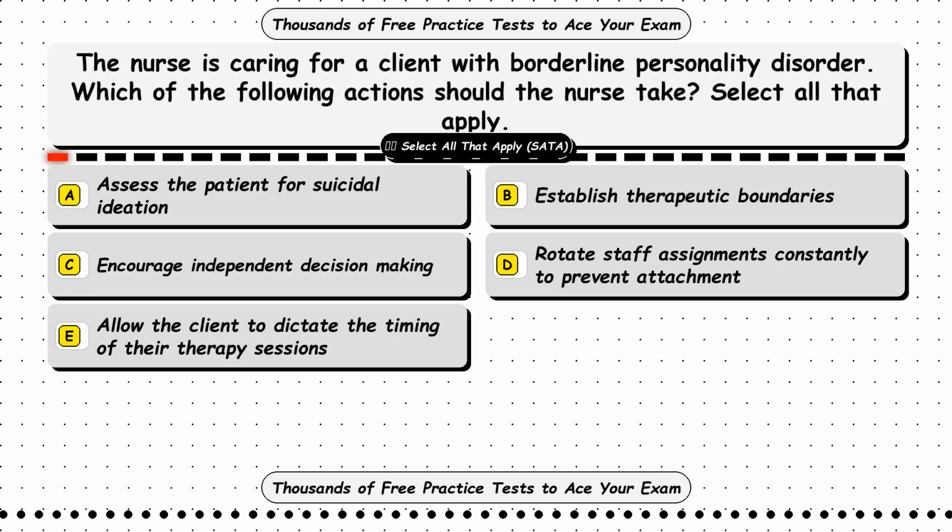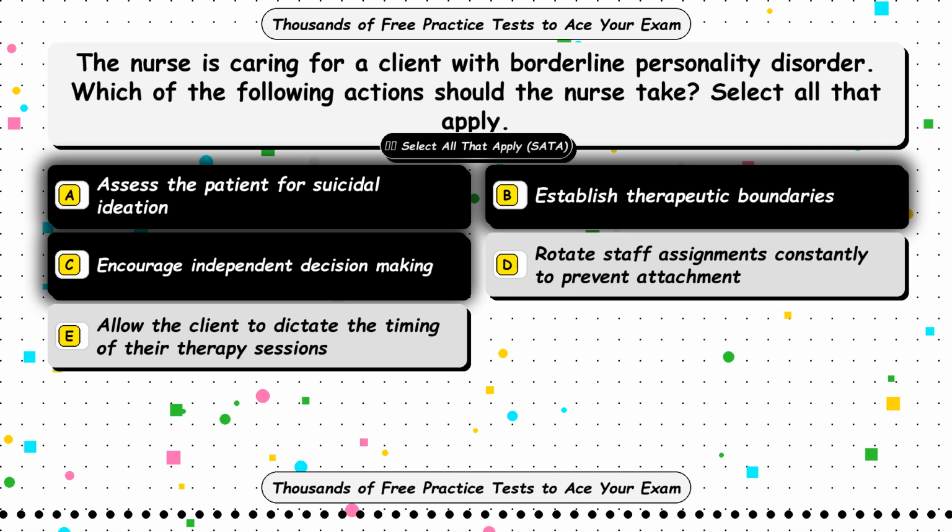Question 71. The nurse is caring for a client with borderline personality disorder. Which of the following actions should the nurse take? Select all that apply. Option A. Assess the patient for suicidal ideation. Option B. Establish therapeutic boundaries. Option C. Encourage independent decision-making. Option D. Rotate staff assignments constantly to prevent attachment. Option E. Allow the client to dictate the timing of their therapy sessions.